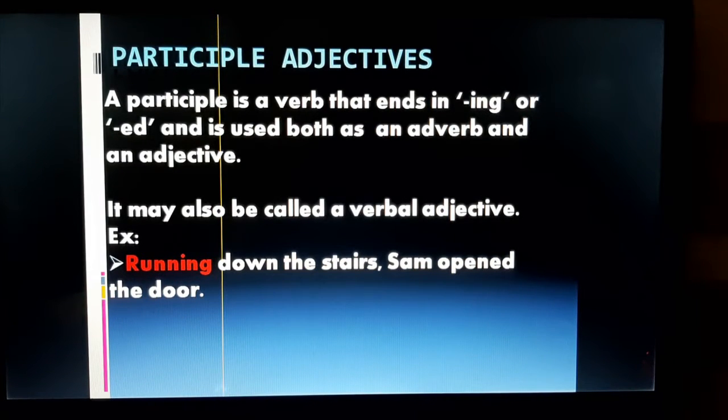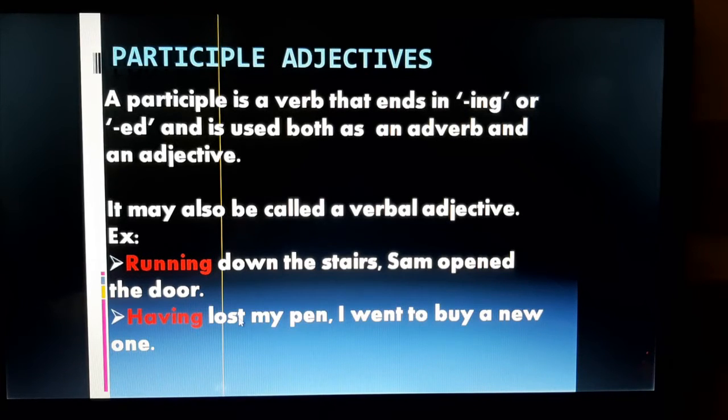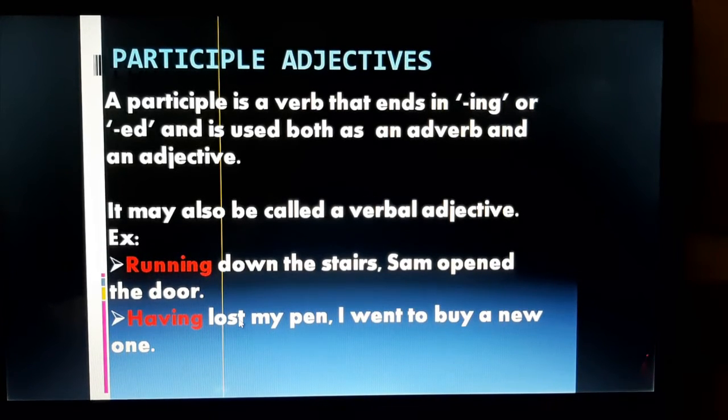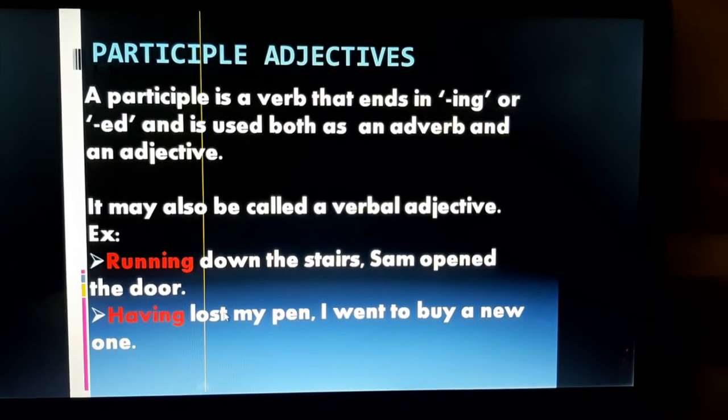Running down the stairs, Sam opened the door. Let me see another example. Having lost my pen, I went to buy a new one. Here, running and having are participles, as they perform the function of both verb and adjective, right? So these two are our participles. Okay, let's move on to the next part.